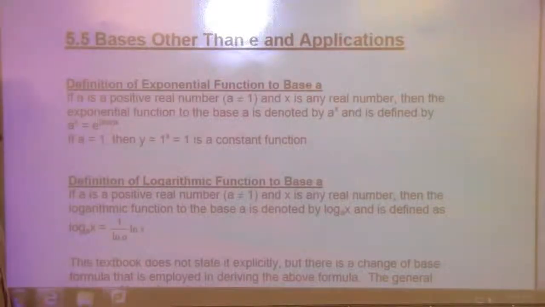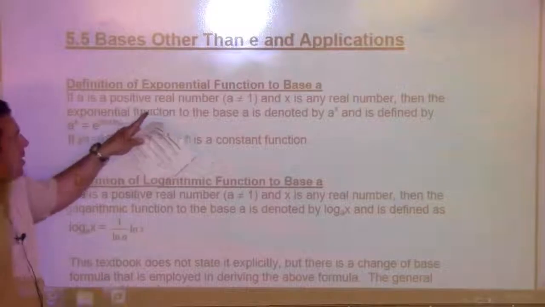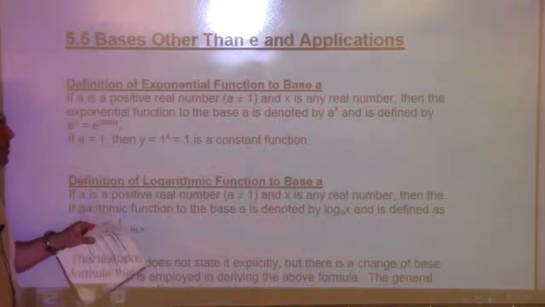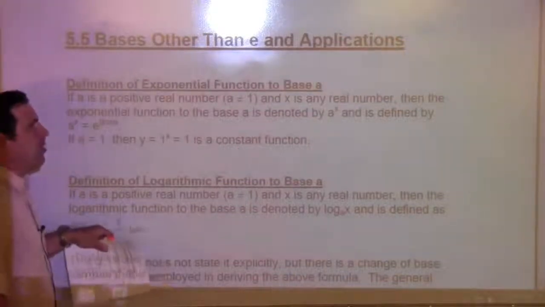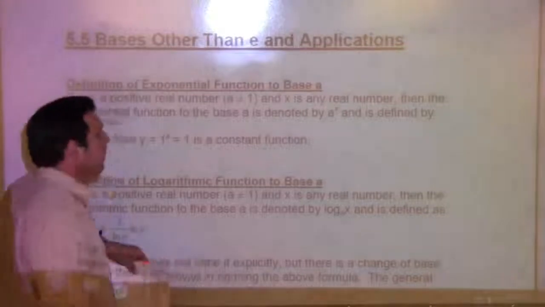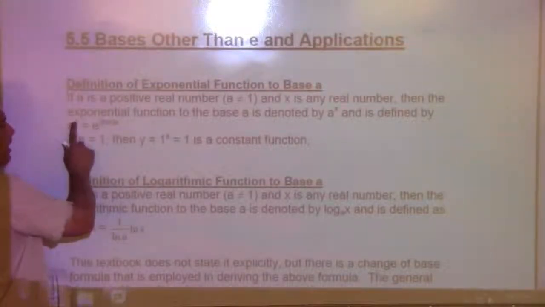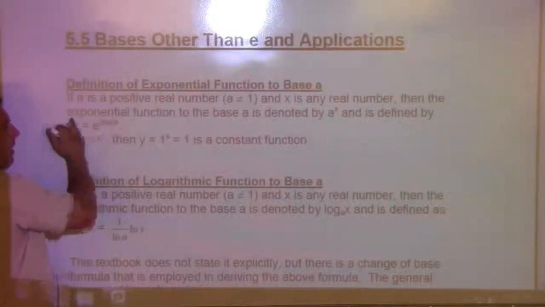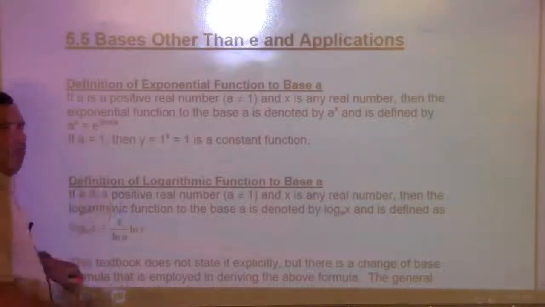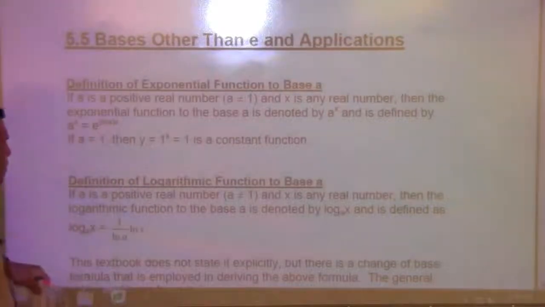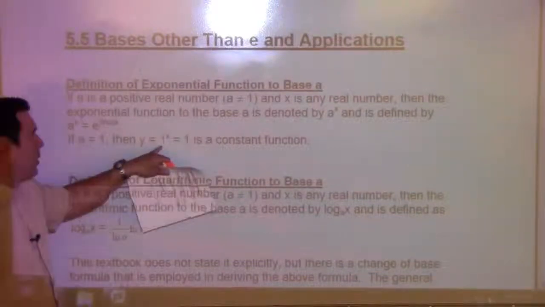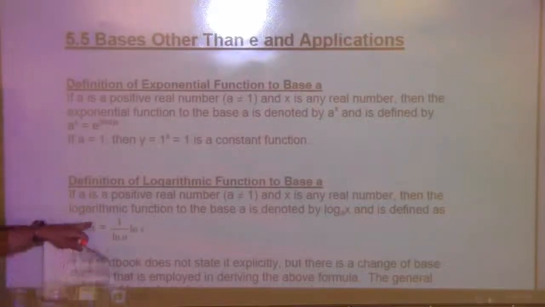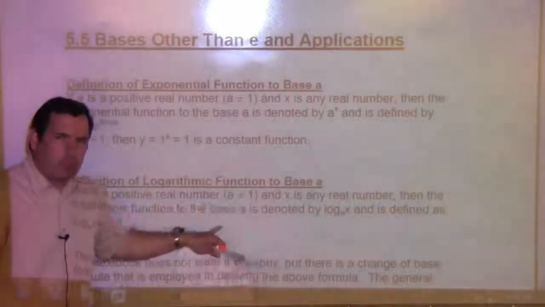It's the definition of an exponential function to base a. If a is a positive real number where a is not 1, and x is any real number, then the exponential function to the base a is denoted by a to the x. That's fine. We're good with that. And it's defined by a to the x is e to the natural log of a times x. So you can redefine any other base to a base e for derivative purposes. If a is 1, then y equals 1 to the x, which is 1, and that's a constant function. It's not exponential.